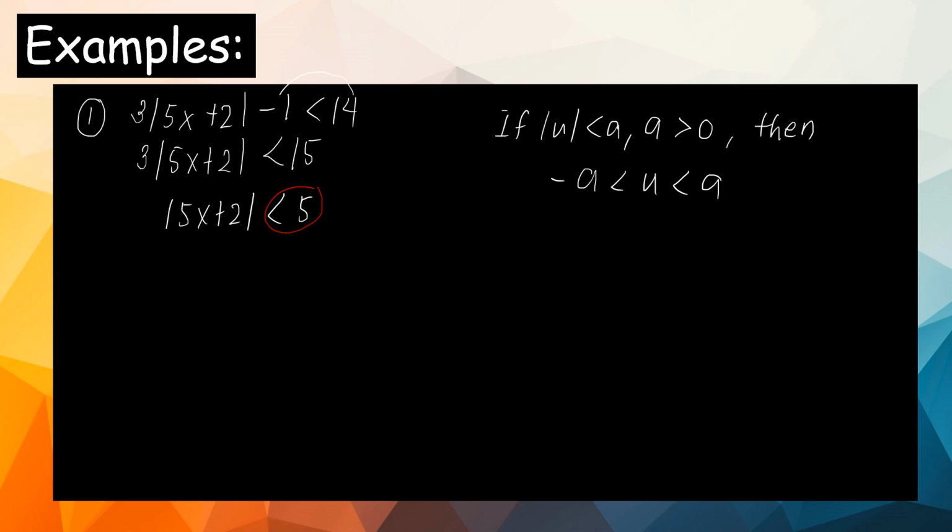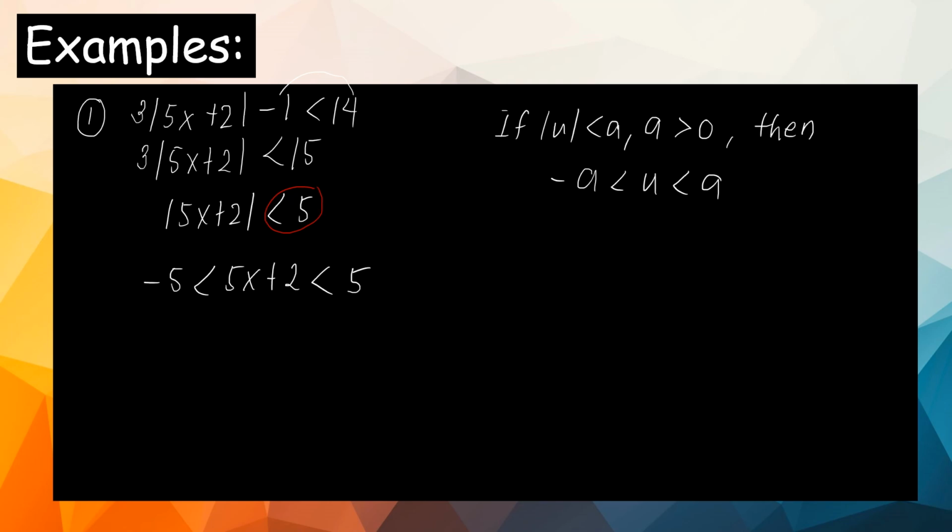So let's copy the one inside your inequality, the absolute value sign. So this would be 5x plus 2. Copy the inequality sign. Then our a is 5, so let's write 5 here. And then on the other side should be negative a, so this is negative 5.